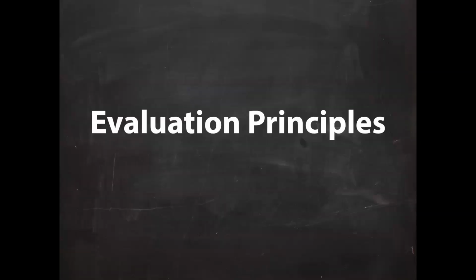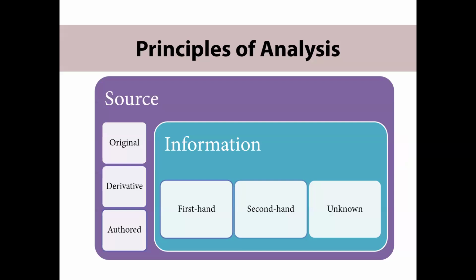Let's talk about the principles behind evaluating the research. Analysis focuses on the source and the information. To analyze a source, you need to make a determination whether the source is original, derivative, or authored. For the information, you need to make a determination whether it is known firsthand, secondhand, or unknown.